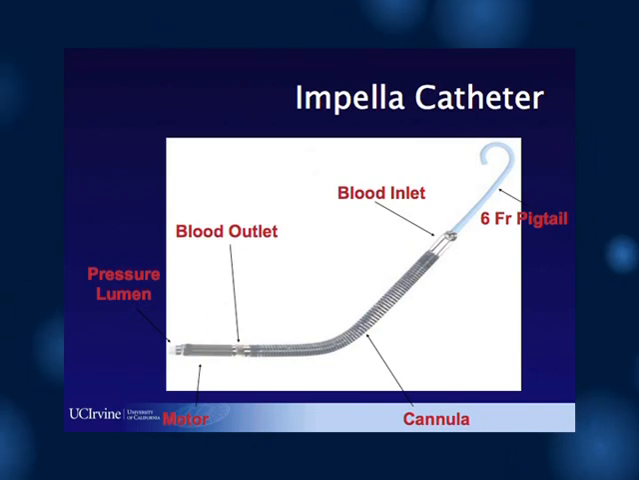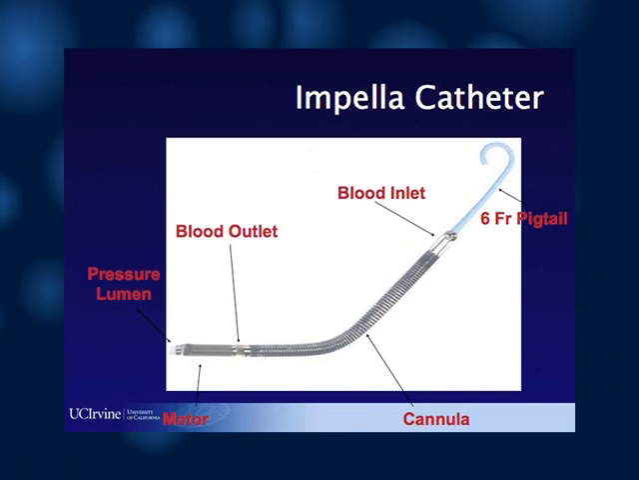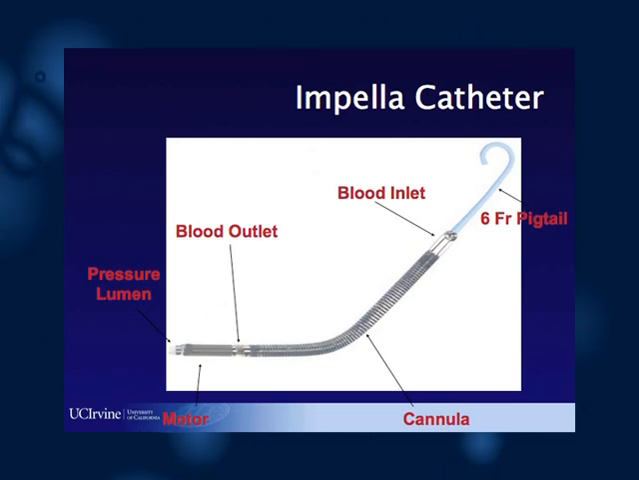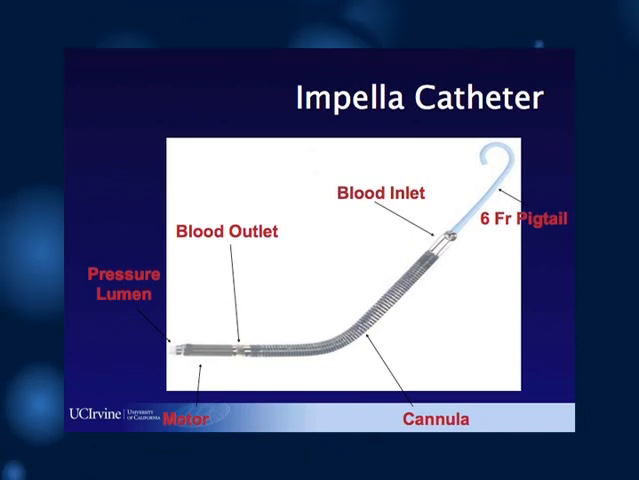On closer look at the motor drive segment of this catheter, we see that the very tip is formed into a 6 French pigtail catheter. There is a blood inlet cage through which the blood enters the cannula and passes the blood outlet cage as it is driven by a motor which draws the blood from the left ventricle, ejecting it into the aorta. The hemodynamics of the system are monitored continuously through a pressure lumen at the end of the input cannula.